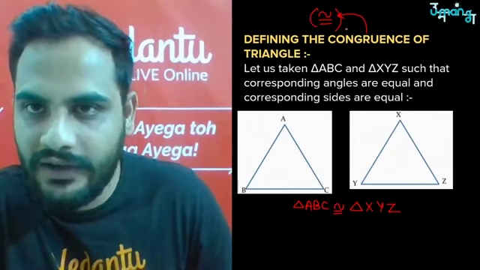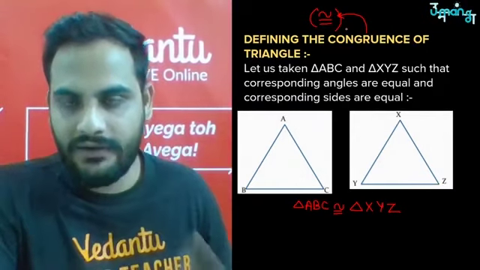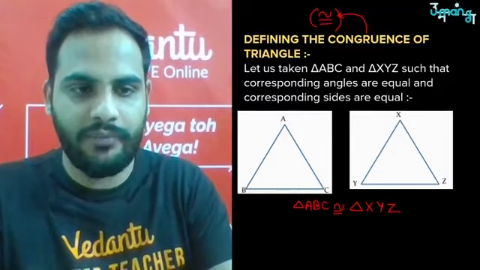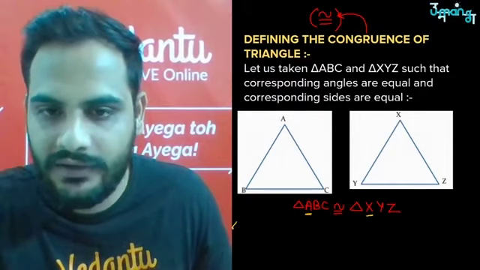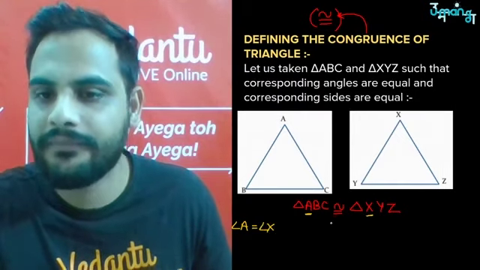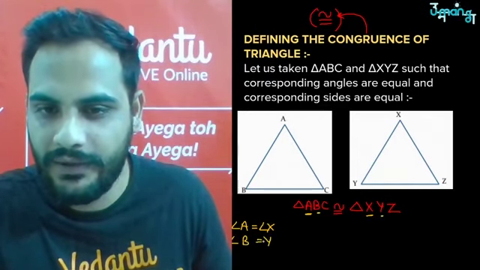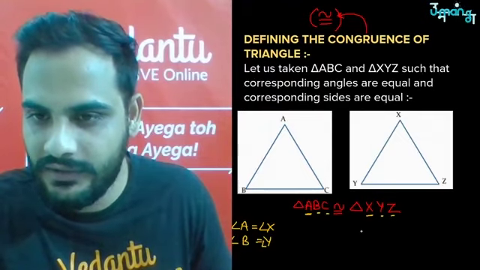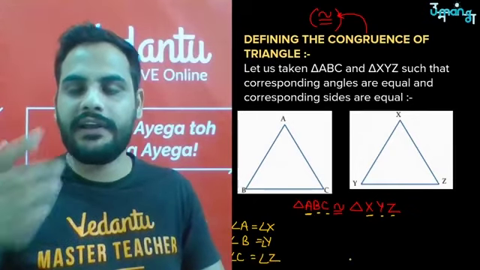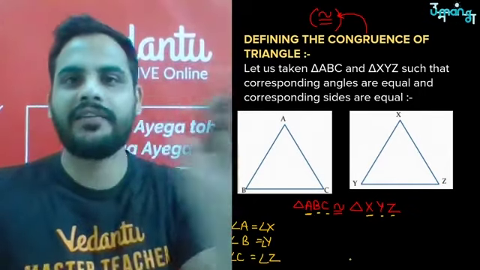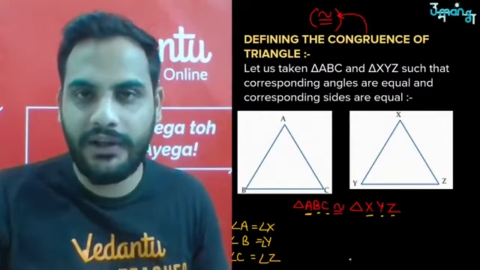That means the two triangles are exactly equal in shape and size. So if ABC is congruent to XYZ, how do you get the corresponding points? Remember, beta, corresponding angles: the first letter here and the first letter here, so angle A is equal to angle X. Second letter here and second letter here, so angle B is equal to angle Y. And the third letter here and the third letter here, that is angle C is equal to angle Z. That is your corresponding angles. It is very important that you write them in the order of corresponding vertices.